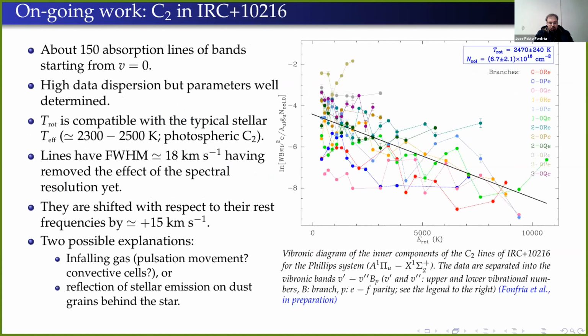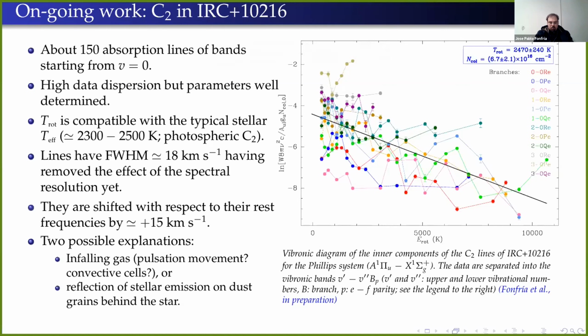Finally, the rotational diagram for the lines observed in the spectrum of IRC+10216 that correspond to the broad components is shown in these figures. The data dispersion is high, but the rotational temperature and the column density can be reasonably well determined. The temperature is compatible with the effective temperature of the star, so that this component can be considered to be formed at the photosphere. We tentatively propose two scenarios to explain the width of the lines and the expected Doppler shift, that is of 15 kilometers per second for IRC+10216.